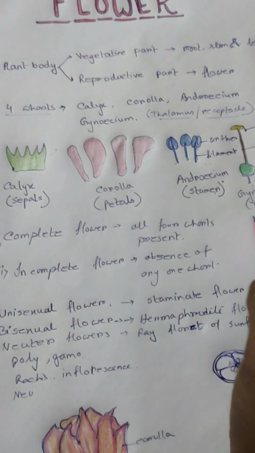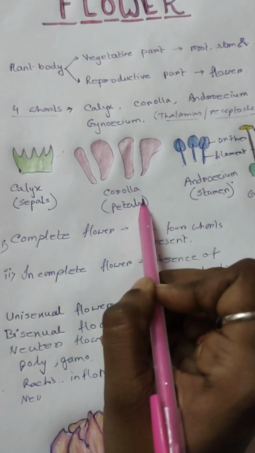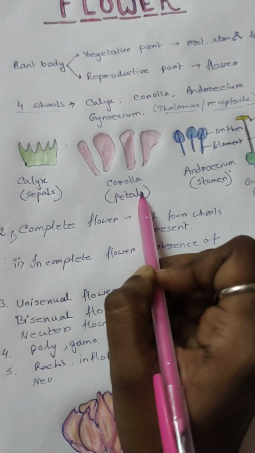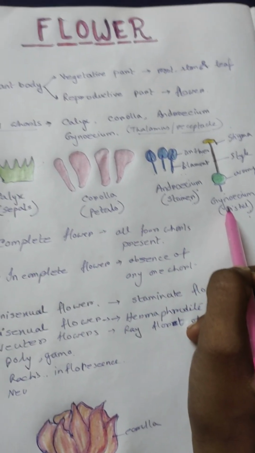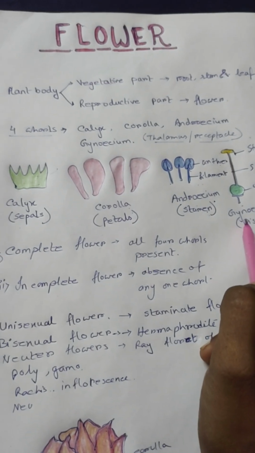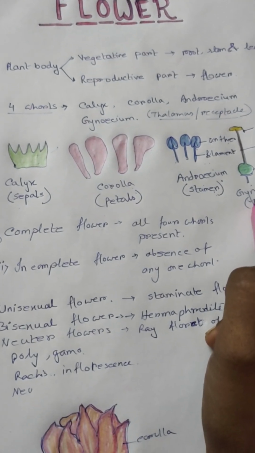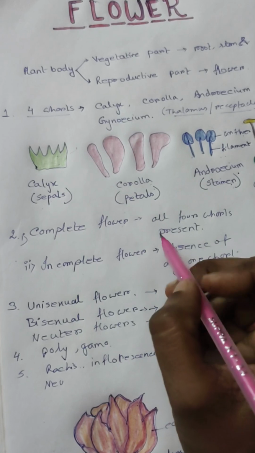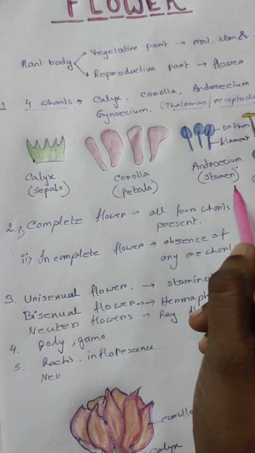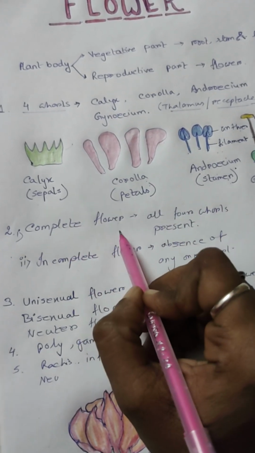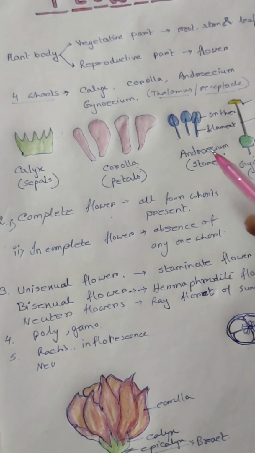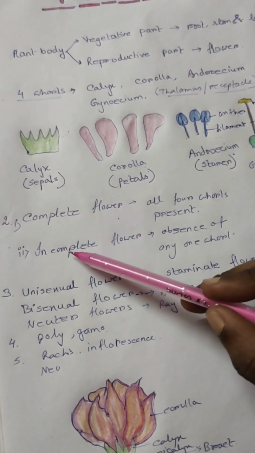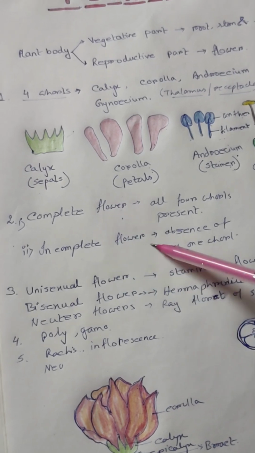Among the four whorls, calyx and corolla are called the vegetative part of the flower, and the androecium and gynoecium are called the sexual part of the flower. If a flower possesses all four whorls, the flower is called a complete flower. If the flower lacks any one whorl, then we call that flower an incomplete flower.